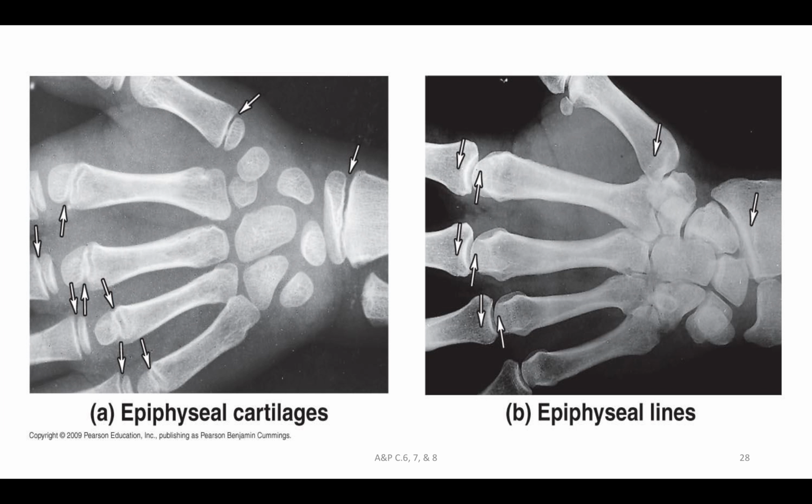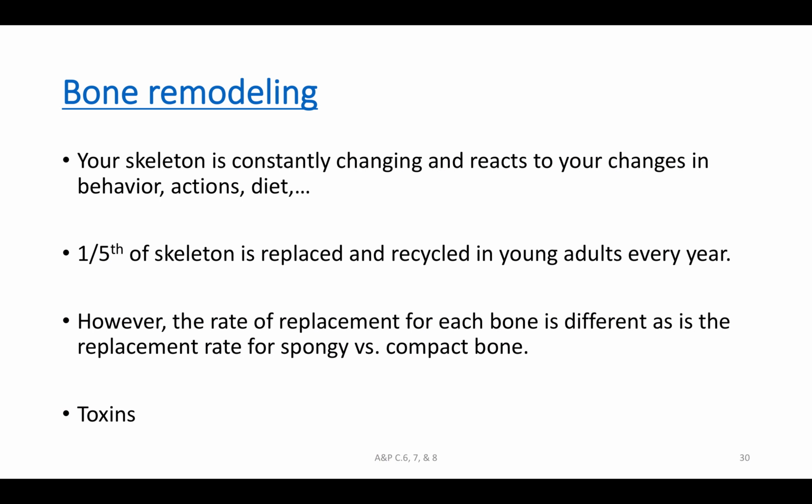We talked about epiphyseal cartilage, which is your growth plate. When they're open, the bones are still growing. When they close, they turn into epiphyseal lines, which tells us the bone is done growing.